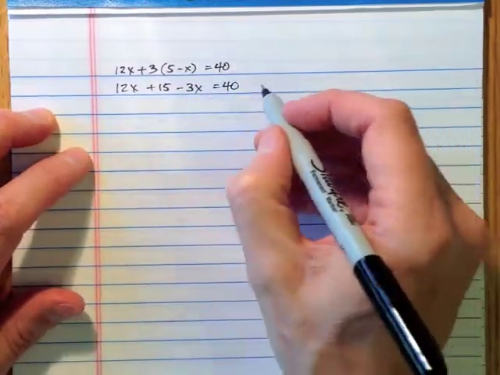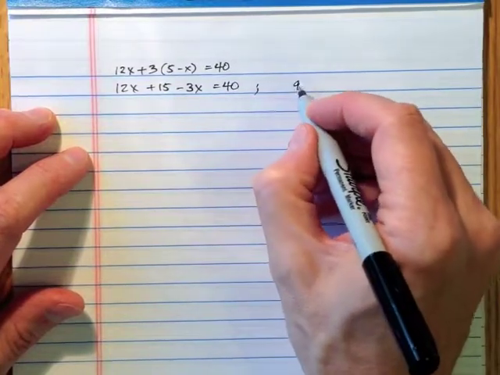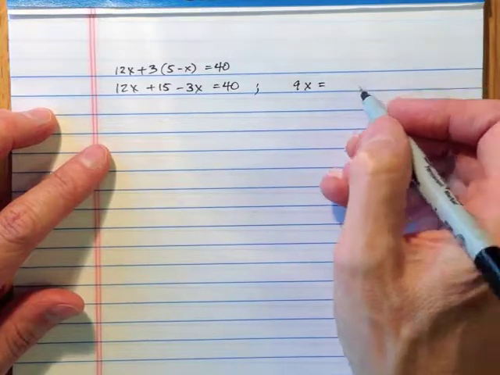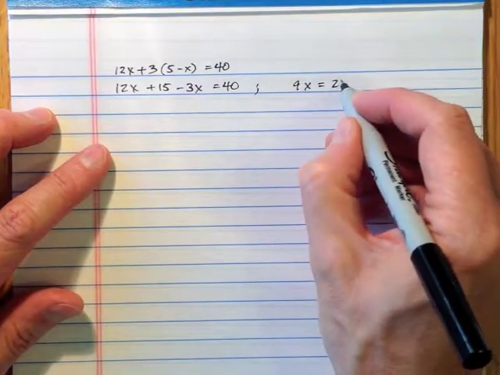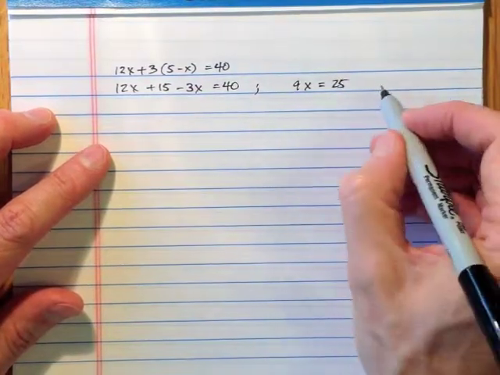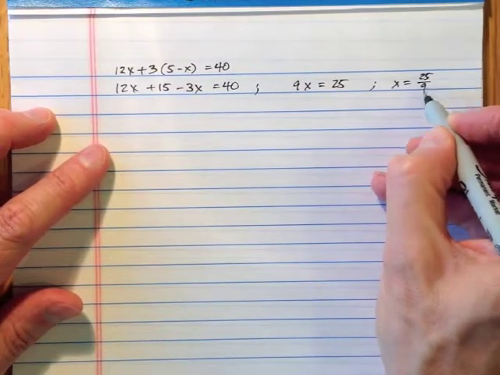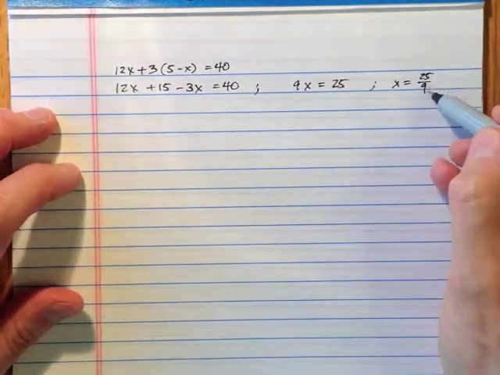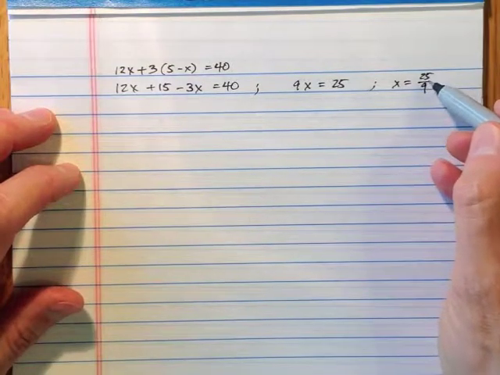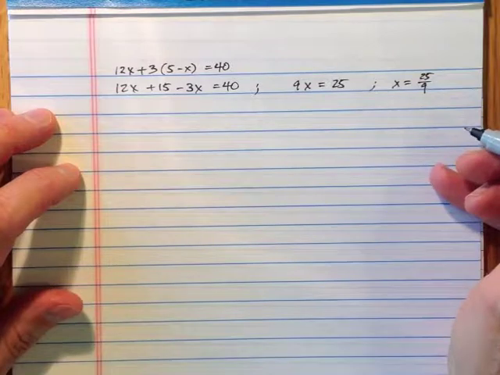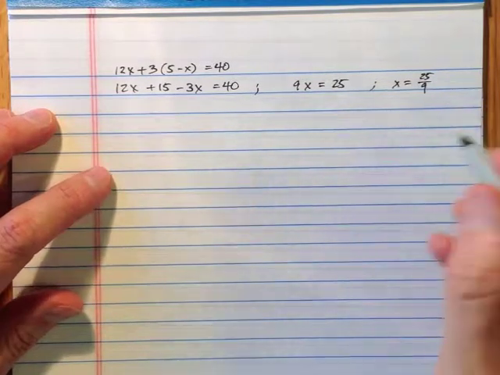And collect up like terms. I'll subtract 15 from both sides. Divide by 9. I'm perfectly happy if you leave the answer as an improper fraction, where the numerator is bigger than the denominator.